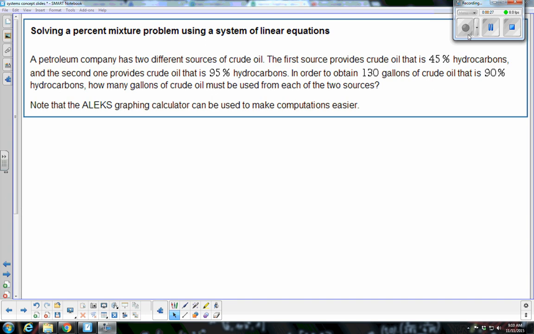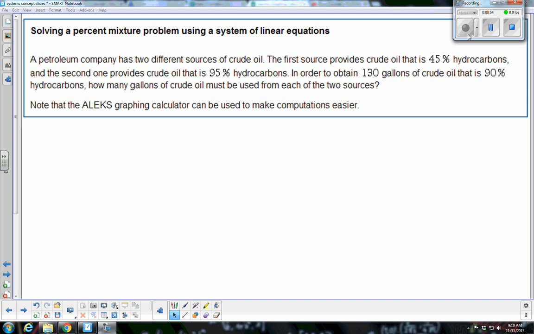Okay, so the petroleum company has two different types of crude oil. The first source provides a crude oil that is 45% hydrocarbons, and the second type has a crude oil that is 95% hydrocarbons. So in order to obtain 130 gallons of crude oil that is 90% hydrocarbons, how many gallons of crude oil must be used of each type of the two sources?